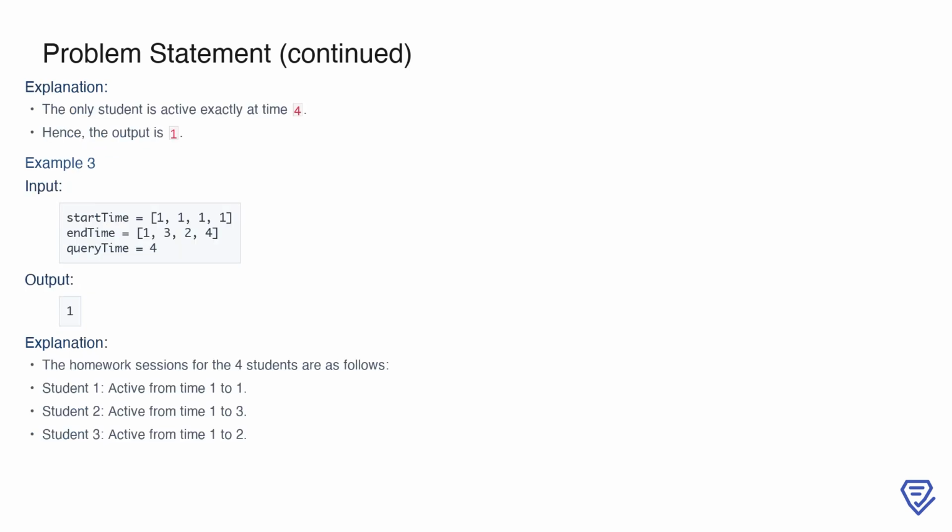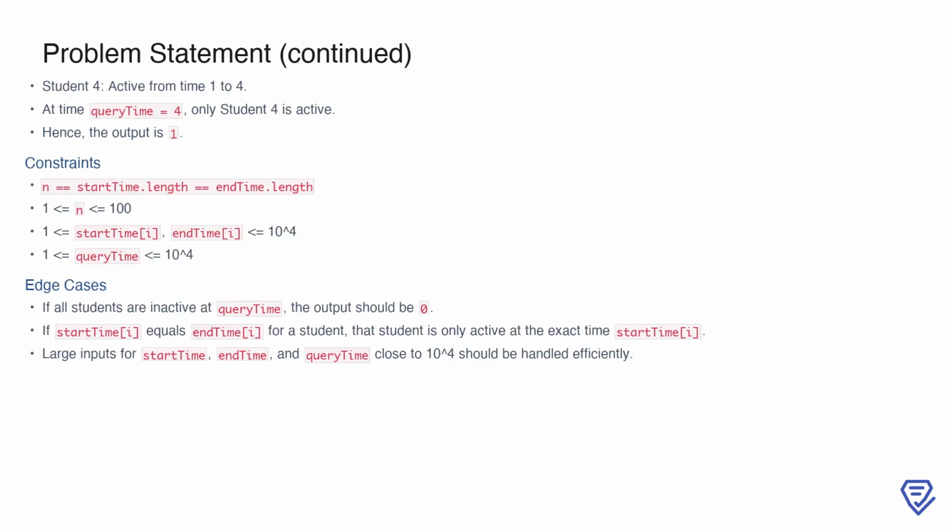Here's a simpler example with just one student. If start time is 4 and end time is also 4, with query time equal to 4, we can see that this student is active exactly at time 4. There's no other student to consider, and the output is simply 1. This example demonstrates that a student can be active for just one specific time if their start time and end time are the same. Finally, let's consider a case with more students.